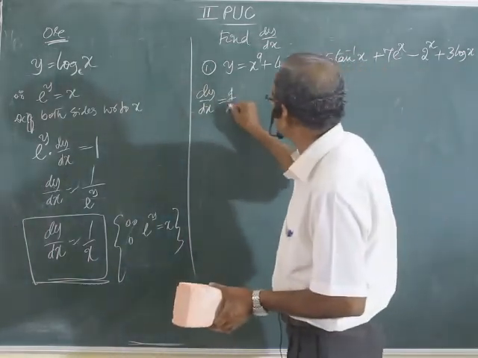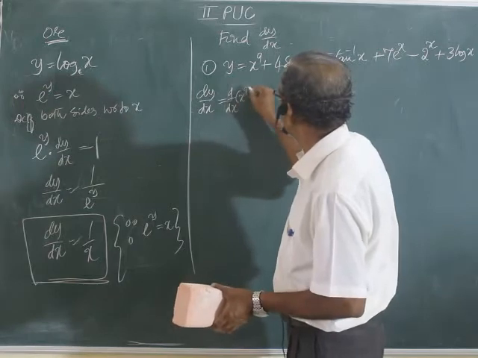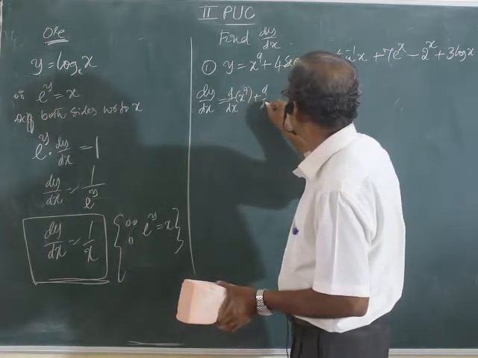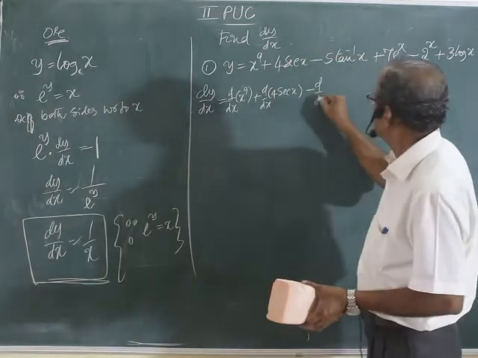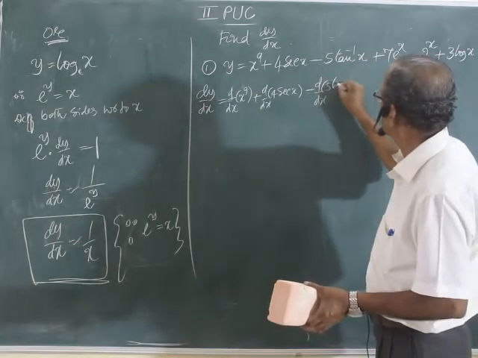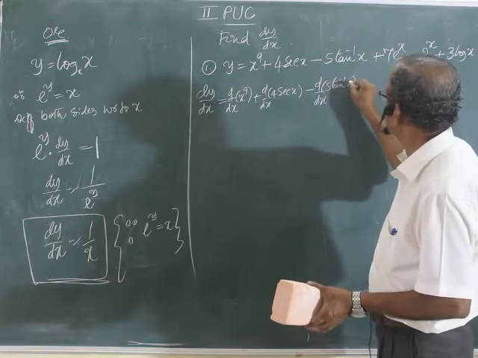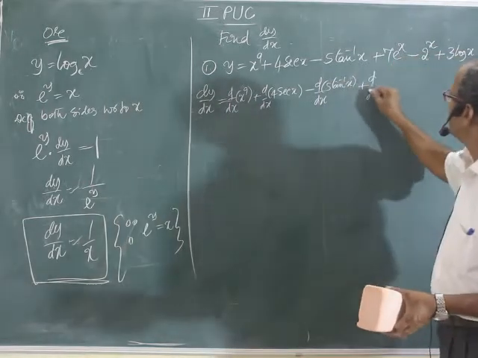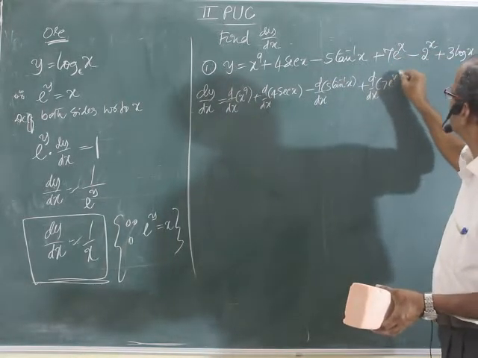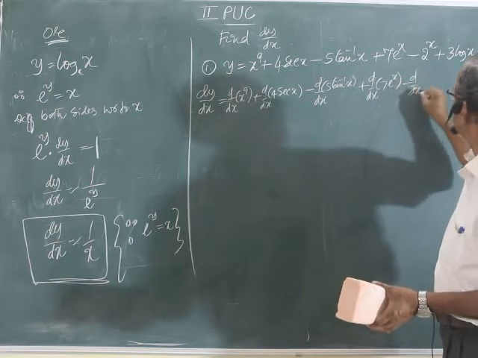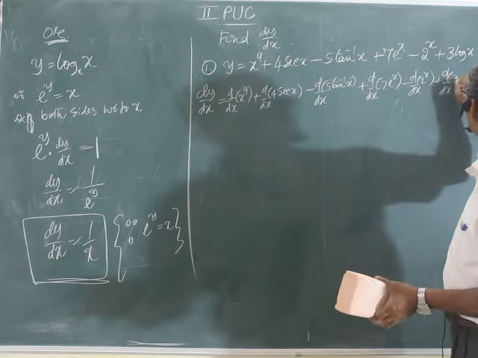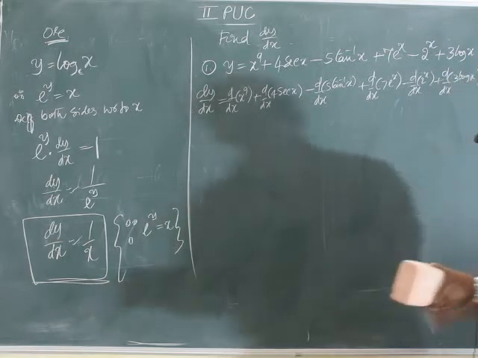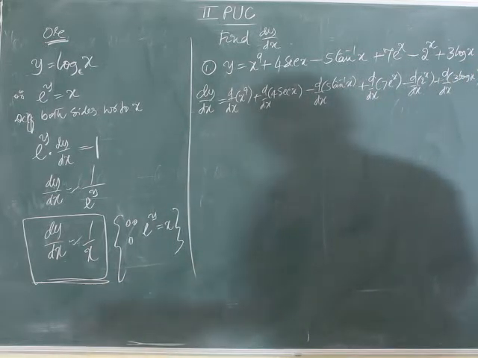Even then this step is important. You are finding the derivative of each and every function. Even though you know the answer, write the steps correctly. d by dx of 7 e to the power x, d by dx of 2 to the power x, d by dx of 3 log x. And now write the answer, no problem.